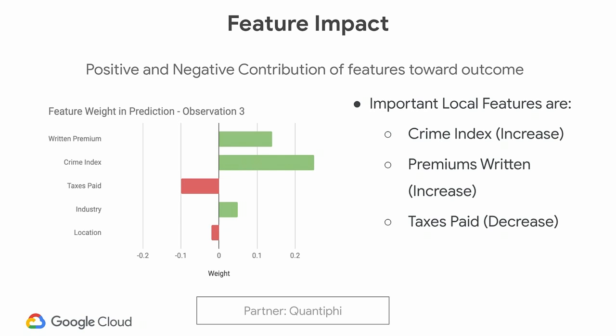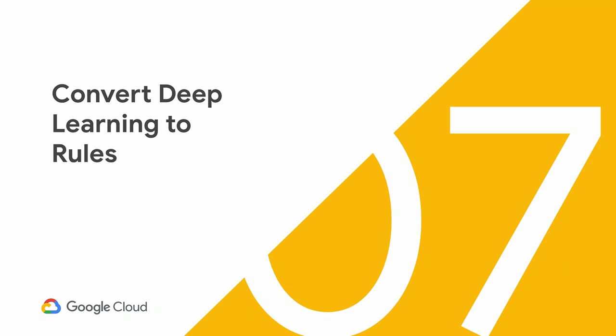So it might be for this individual person that the written premium and crime index are increasing their likelihood of churn. The taxes paid, for whatever reason, might be decreasing their likelihood of churn. Versus their industry that the property and casualty loan was assigned to, increasing it, and the location decreasing it. But understanding that on an individual level, and that it might change from observation to observation when I'm looking at both LIME and SHAP, is extraordinarily helpful. All right, thanks, Chanchal. Now I'll hand it back to you to convert to deep learning.